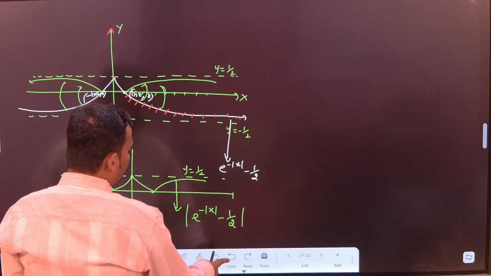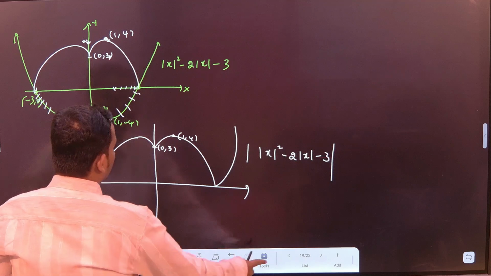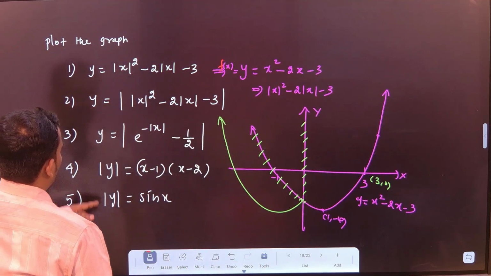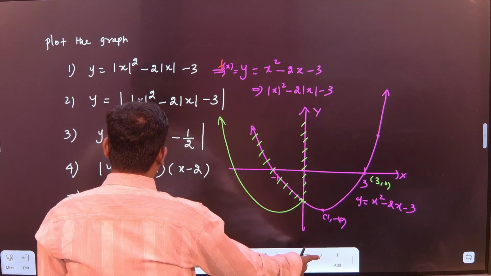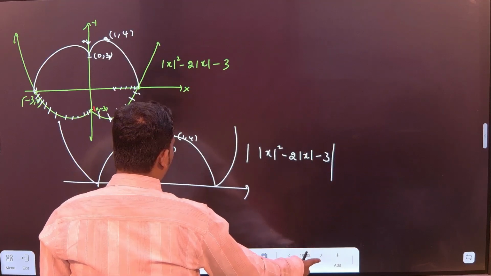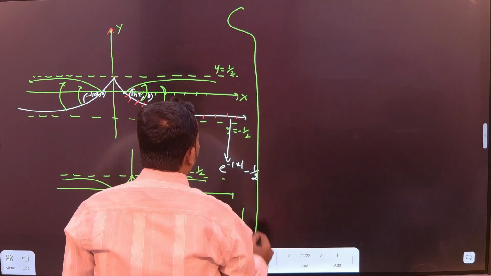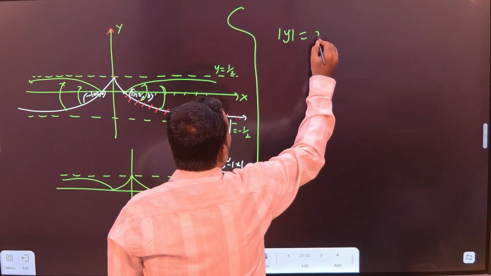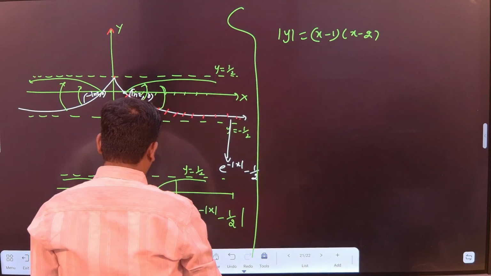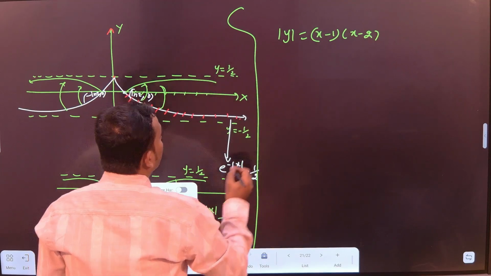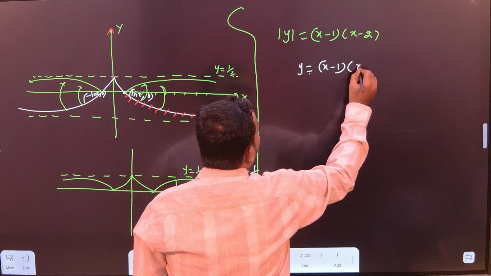Okay, what is the next graph? What is the next graph you can see? Mod y is equal to x minus 1 into x minus 2. How to draw the graph quickly? First you take the reference graph, which is x minus 1 into x minus 2.